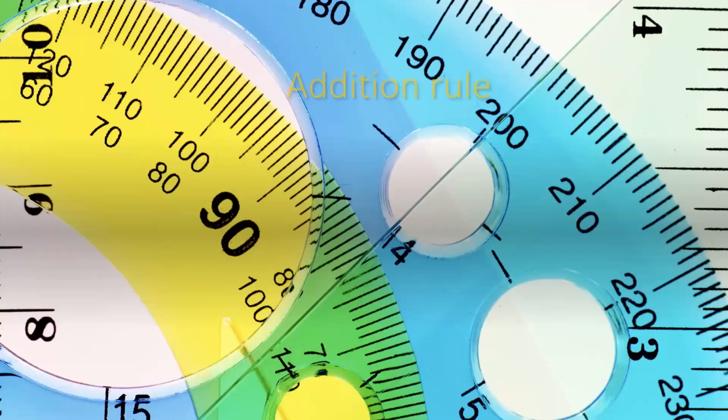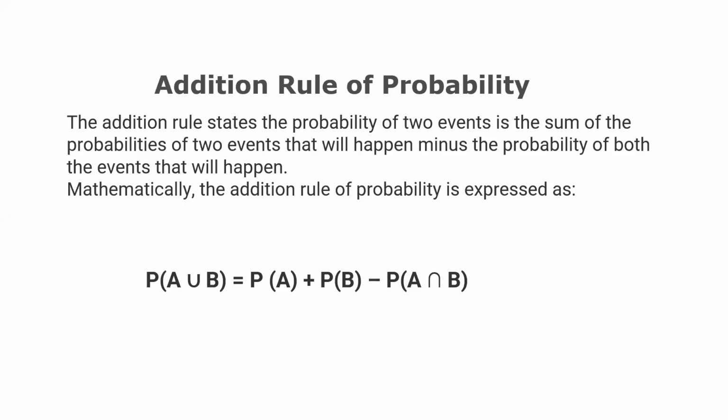So now coming to the addition rule. Whenever we are considering two events, and the addition rule is being considered, we will state that the probability of two events is the sum of the probabilities of the two events. Here we are subtracting the probability of both A and B. This U-shaped symbol is OR, and this inverted U is AND. So remember this one. The probability of event A, plus probability of event B, minus probability of A and B event.